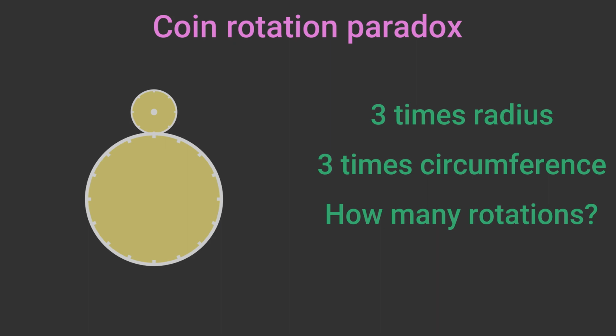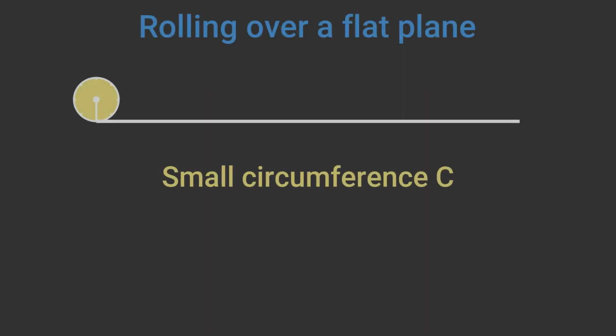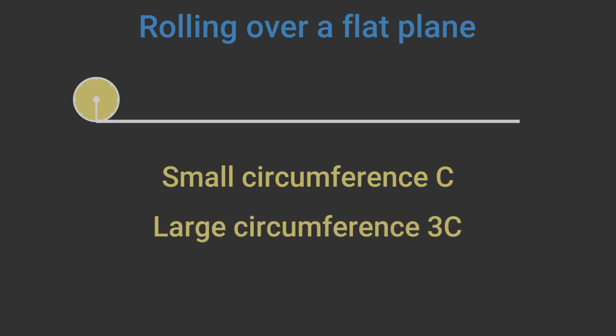The result might not be quite what you expect. In this video, we will learn why that is the case. We will also see how this effect relates to the orbit of the Moon around the Earth. If the circumference of the small coin is c, then the circumference of the large coin will be 3c. Let's start by simplifying the problem.